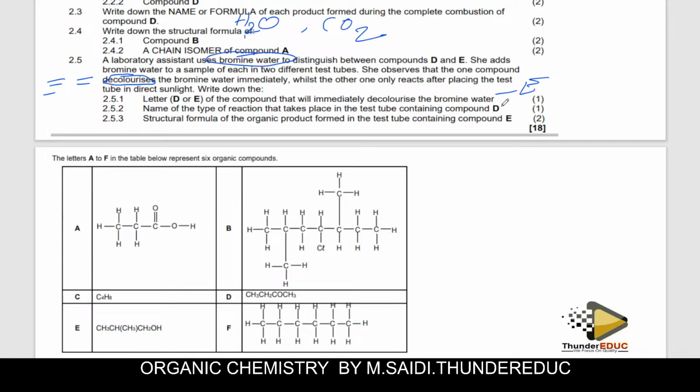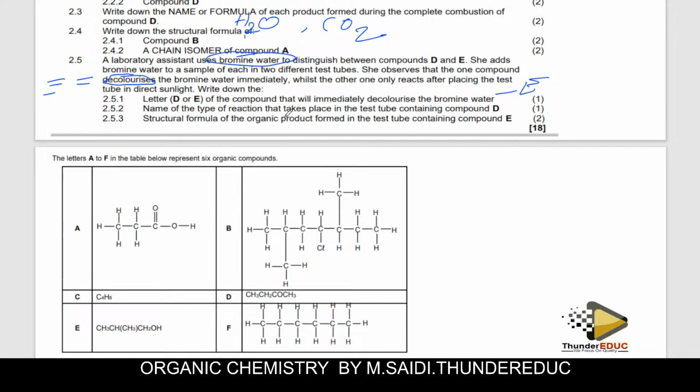So name the type of reaction that takes place in compound D. We have seen it: that is substitution, because you are substituting the hydrogen with the bromine. Or it is halogenation, because you are adding a halogen, and bromine is a group 7 element. Or bromination, because you are being specific now, you are adding bromine on the compound.